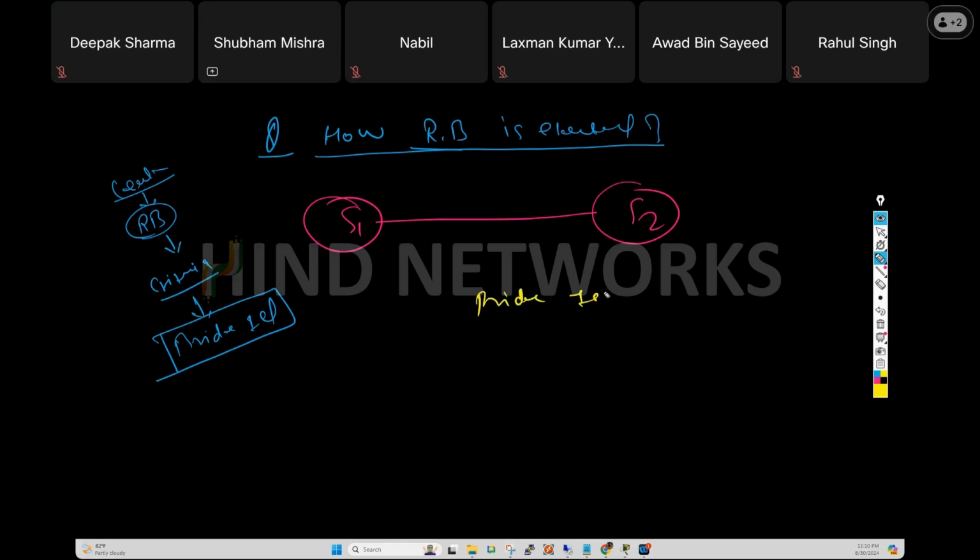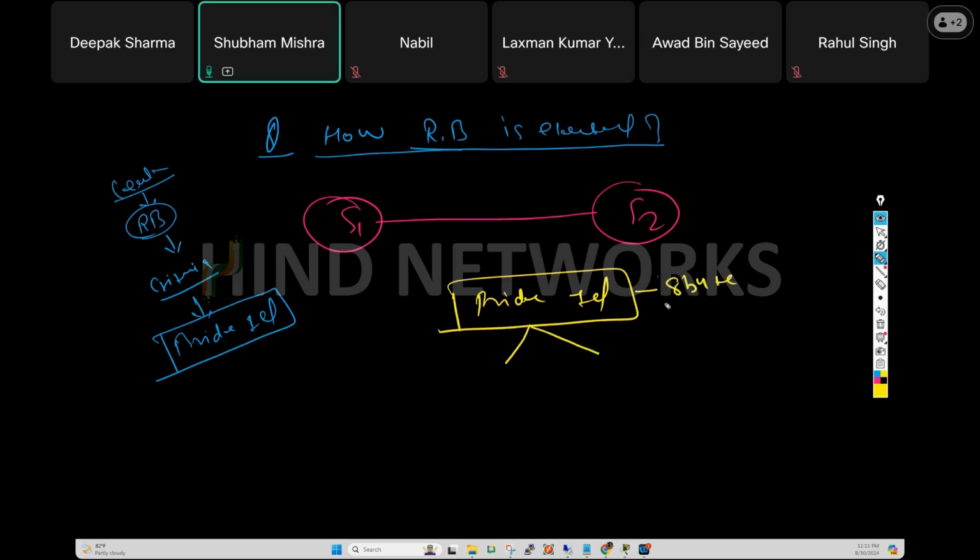Now the thing is, guys, bridge ID. Between those two switches, the election will happen on the basis of bridge ID. Now we have to understand what bridge ID is. Bridge ID is made up of two things. One more thing: the size of bridge ID is 8 bytes.